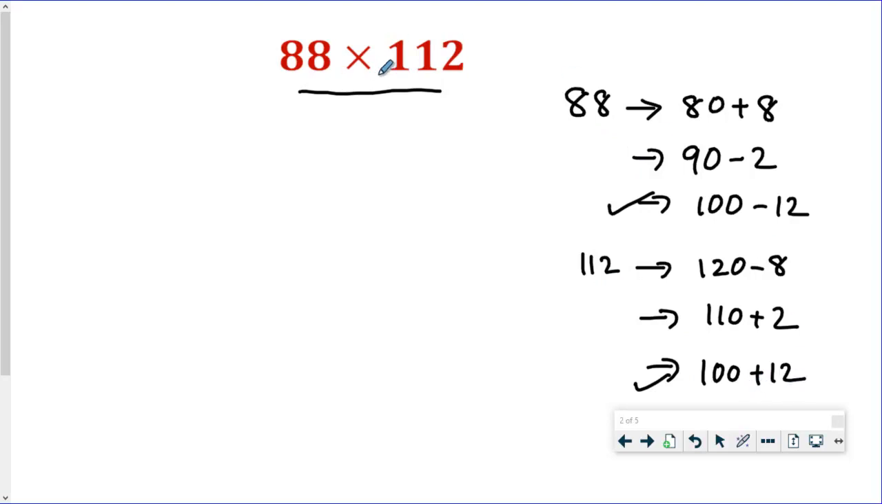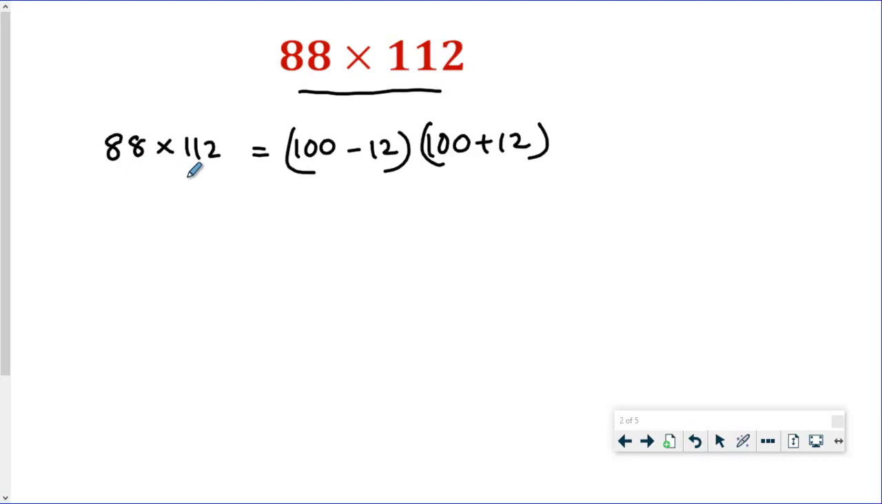So instead of 88 and 112, we can write 100 minus 12 into 100 plus 12.